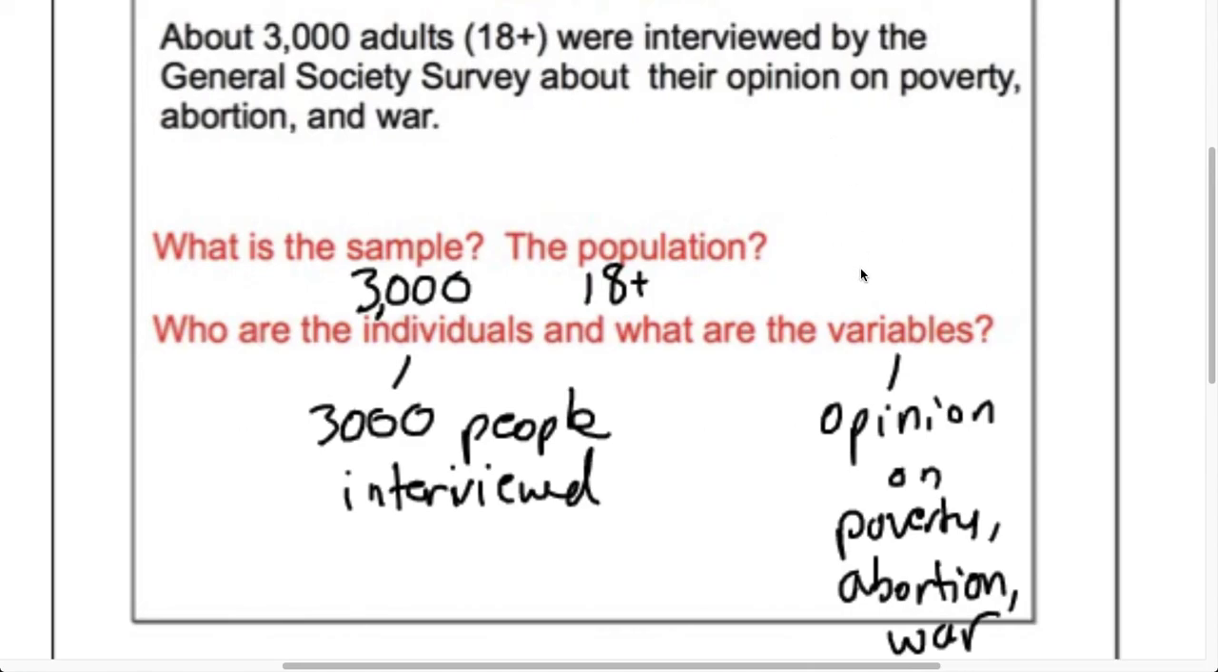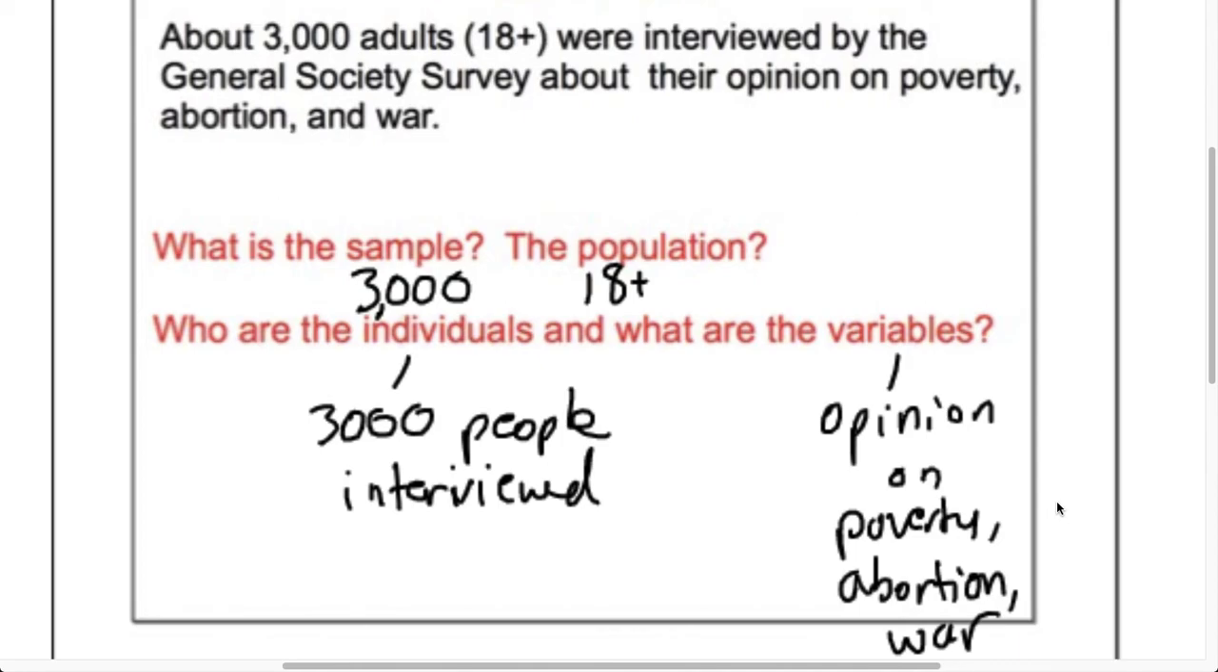Okay, so again, just putting this all together. The sample is who was interviewed. Those were also the individuals. What did it represent? From what we know, it represented just people that are 18 plus. It only represented adults. And what were they measuring? The variables that they were measuring was their opinion on poverty, abortion, and war.